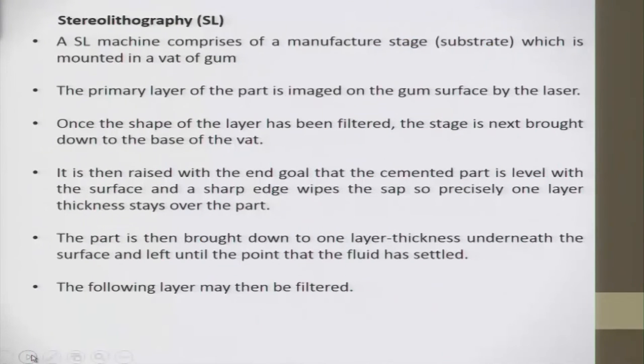A typical stereolithography machine comprises a manufacturing stage, that is a substrate, which is mounted on a vat of resin. The primary layer of the part is imaged on the resin surface by laser. So, in this a vat of resin is there, also a UV source is there, mostly helium cadmium or argon ion lasers are used.